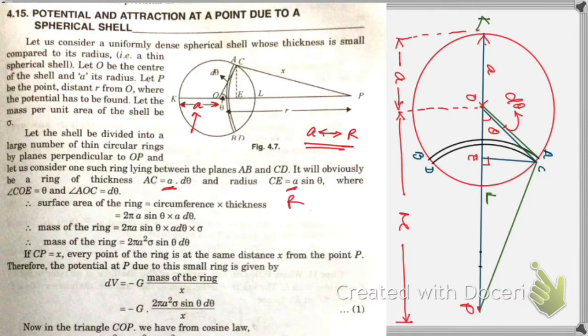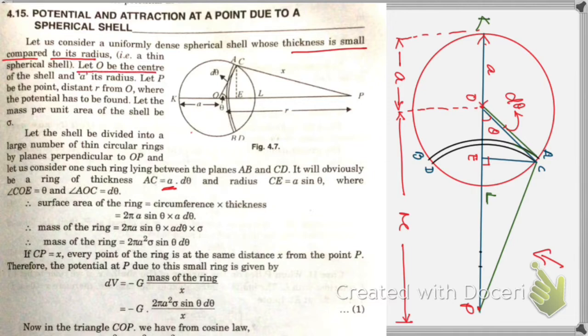And that's going to be all fine, right? So here you see, let us consider a uniformly dense spherical shell. I have drawn the diagram here: a dense spherical shell whose thickness is very small compared to the radius. So the thickness of the shell is very less compared to the radius, right? So the radius we should take here as capital R.